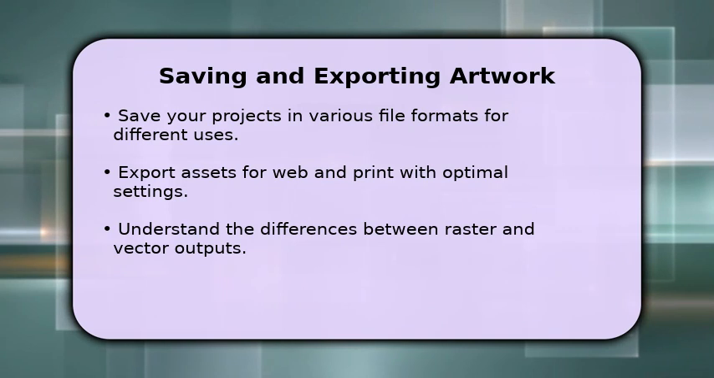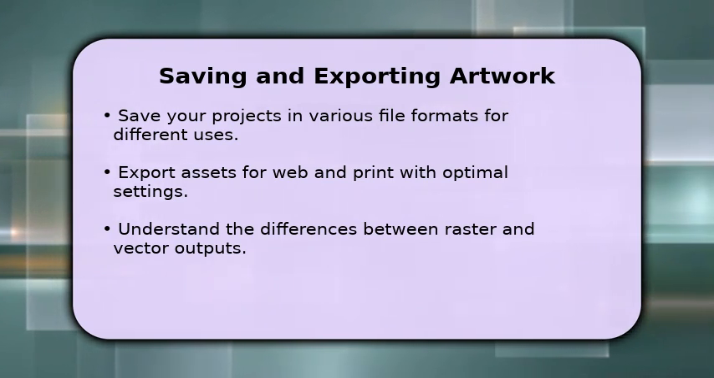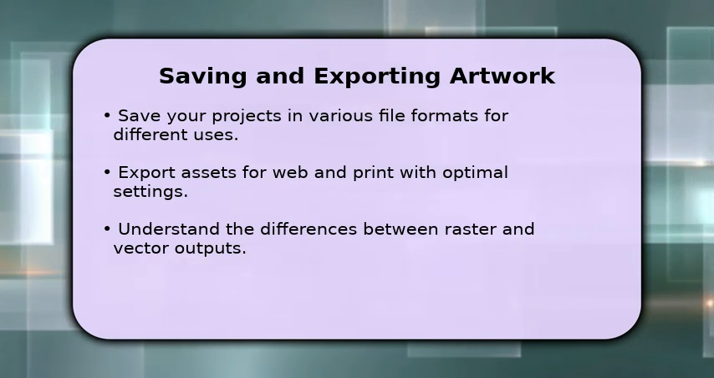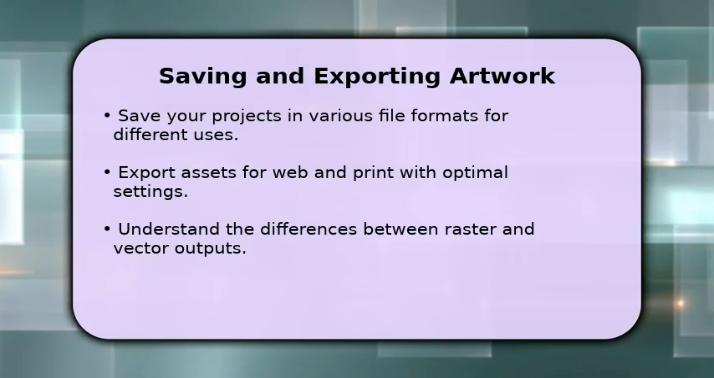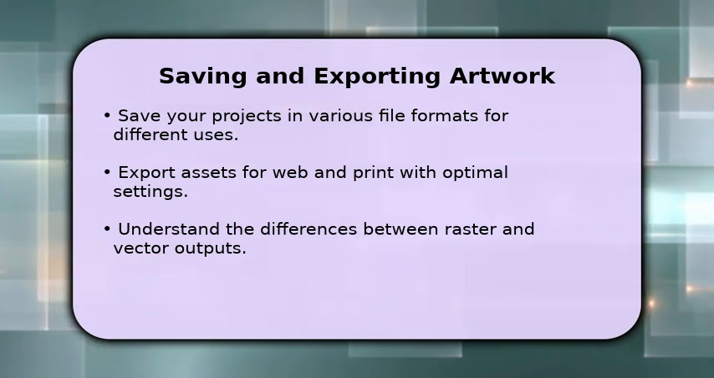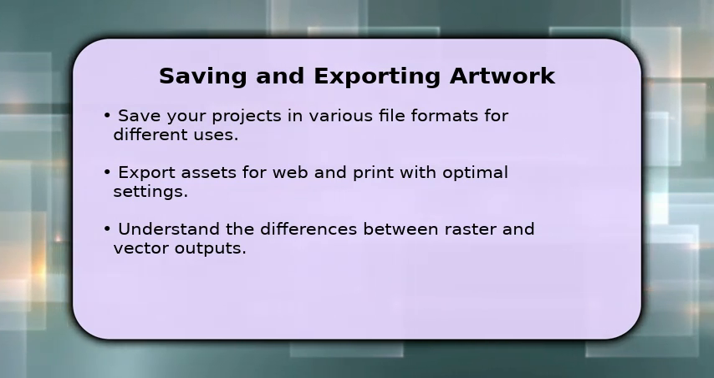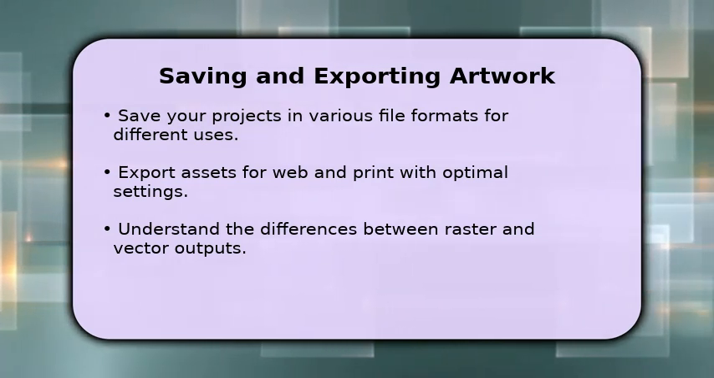Saving your project as an AI file preserves all its editable vector data. When exporting, you have many options. For web, choose JPEG or PNG, often at 72 pixels per inch for optimal file size. For print, PDF or EPS are ideal, typically at 300 pixels per inch, ensuring high quality.